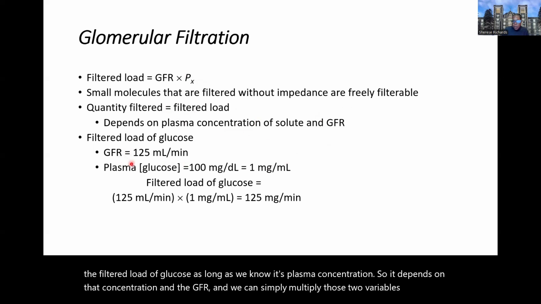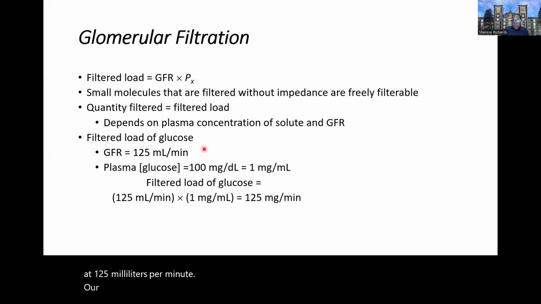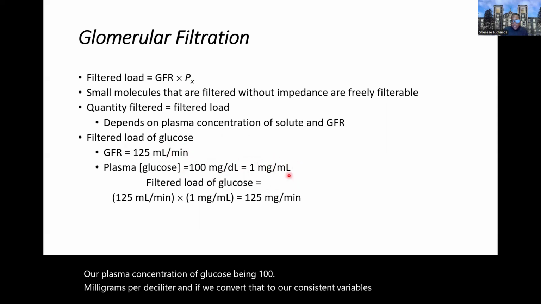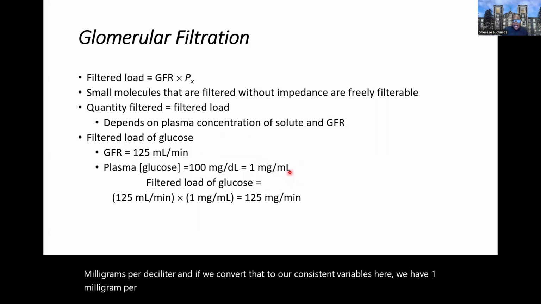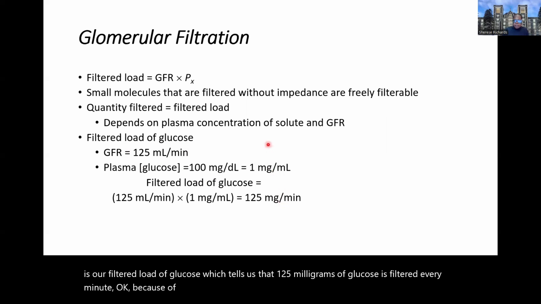So our GFR being at 125 milliliters per minute, our plasma concentration of glucose being 100 milligrams per deciliter. And if we convert that to our consistent variables here, we have 1 milligram per milliliter. And multiplying those two gives us 125 milligrams per minute. So that is our filtered load of glucose, which tells us that 125 milligrams of glucose is filtered every minute, okay, because of our plasma concentration.